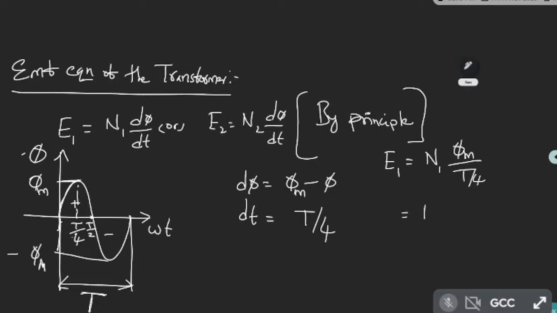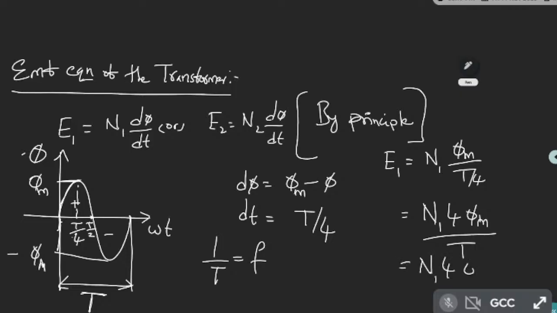That is nothing but N1 4 pi m by t. Can I write 1 by t is equal to frequency? Inverse of time period is nothing but frequency. Frequency is nothing but number of cycles per second. So now it is written as N1 4 pi m f. So what is this? This is called average induced EMF.